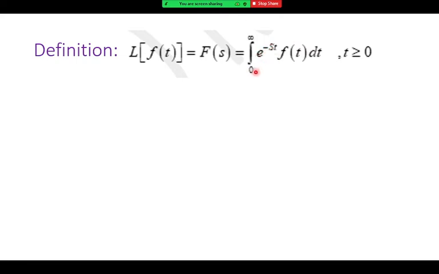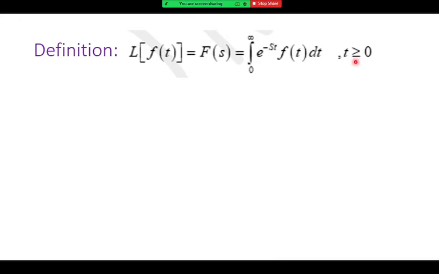What is the definition? Definition is integration 0 to infinity e raised to minus st f of t dt, where the important thing is the function should be a bounded function for t greater than or equal to 0, or indirectly I will say the function should be defined for t greater than or equal to 0. Now, because of this condition only, there are very limited functions whose Laplace exists. Very limited functions are there.